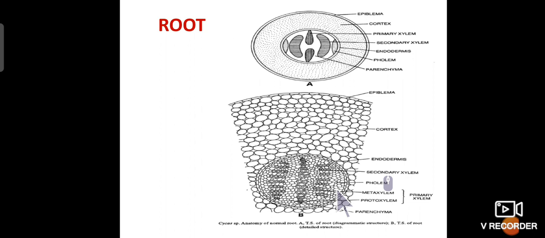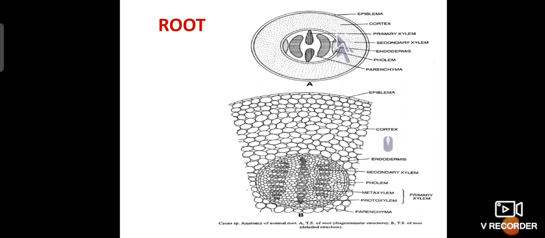The roots in the case of Cycas are usually diarch to tetrarch. As you can see here, this is diarch. Why? Because two xylems can be found. In this case, we can see two xylems, clearly in this first diagram, these are the primary xylem.